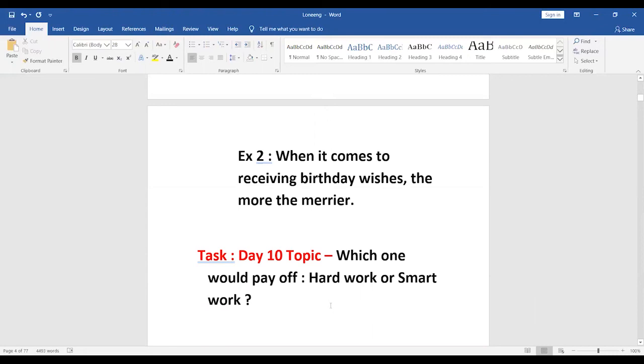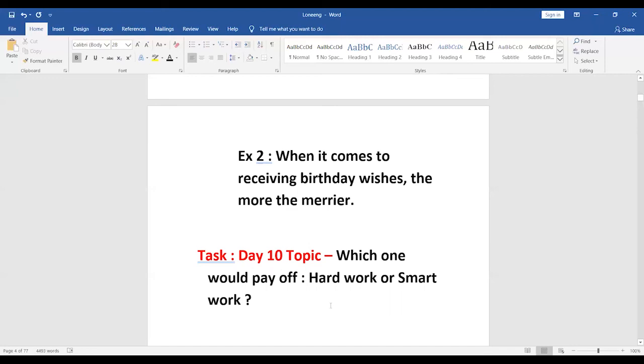And so this is the end of today's topic. Task for today: I want you to shoot a video on which would pay off, hard work or smart work. Use your discretion. You could probably Google it, and then you can be your own best judge. Send us the video and tell us, what do you support?